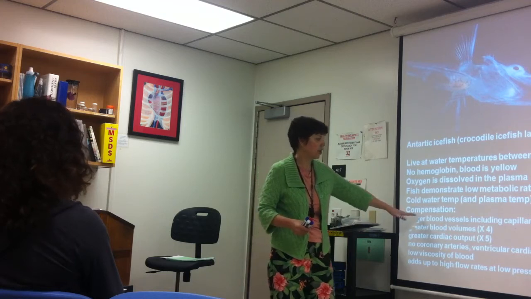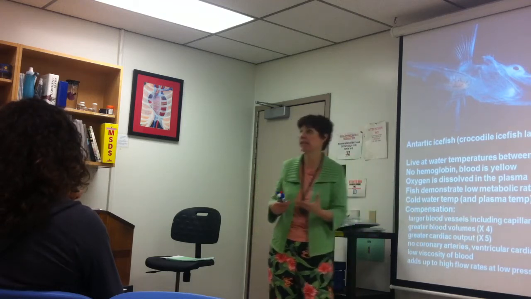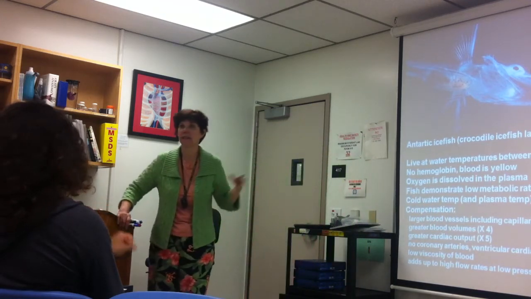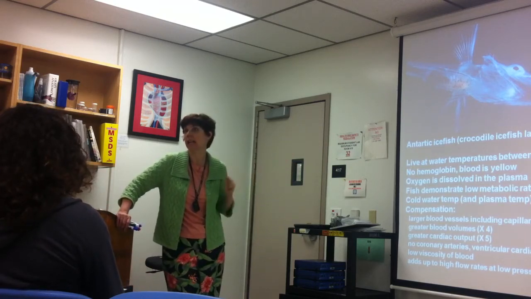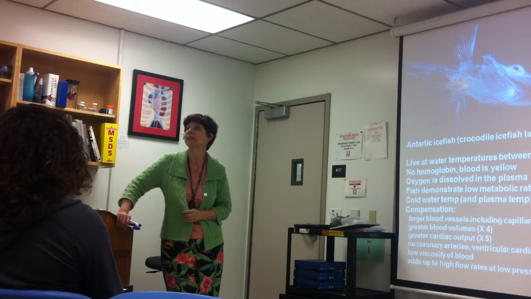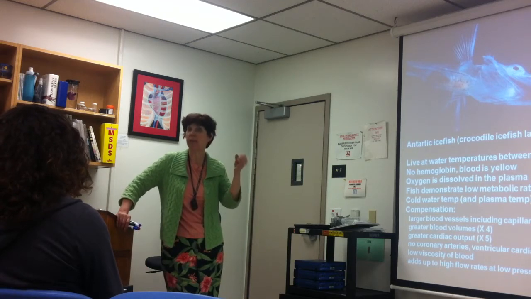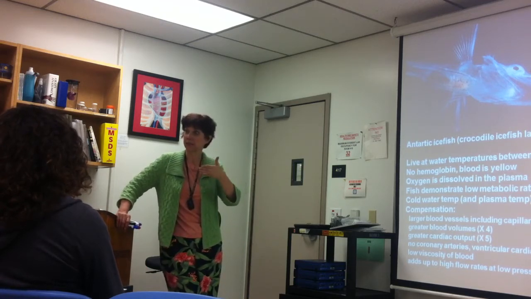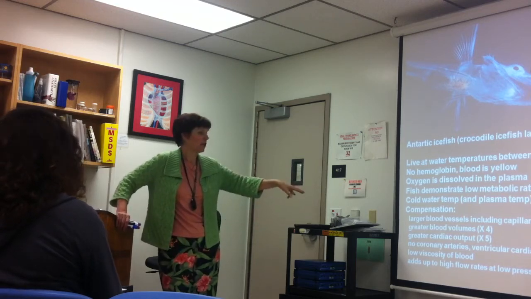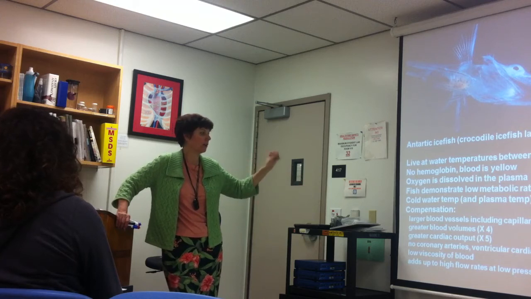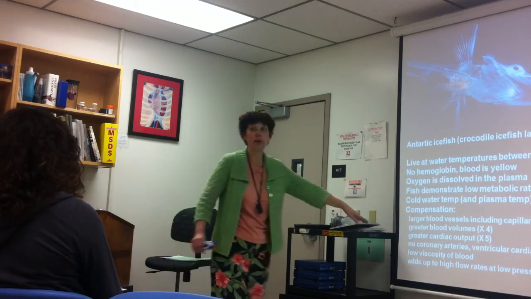And they have some other changes that help them adapt. Their blood vessels are larger. So what does that do to flow? Increases flow because it decreases peripheral resistance. Isn't it cool how you know this stuff already now? There's a greater overall blood volume, greater cardiac output, low viscosity.